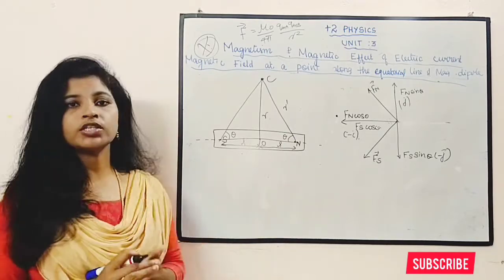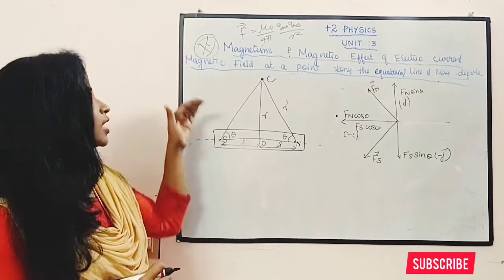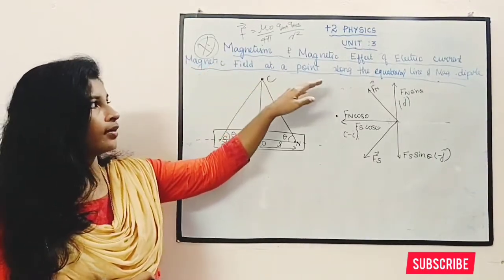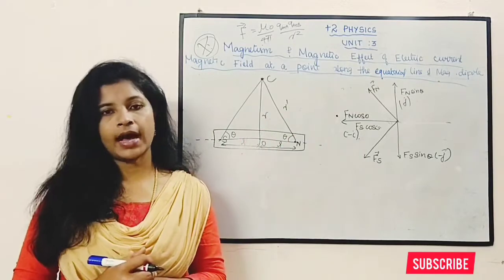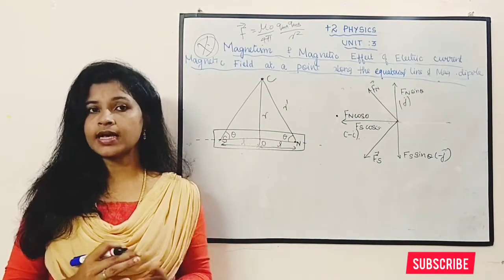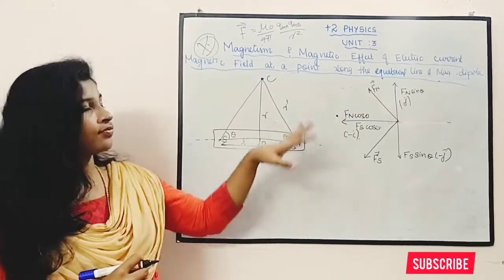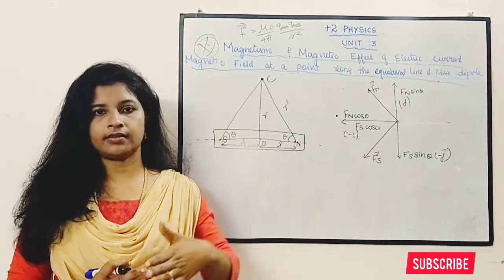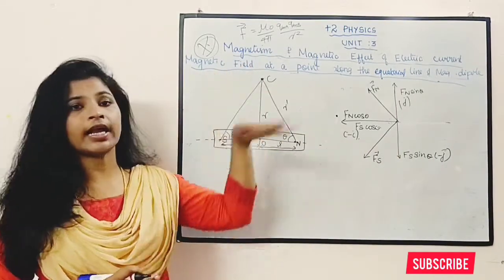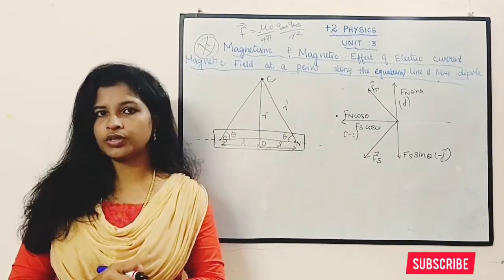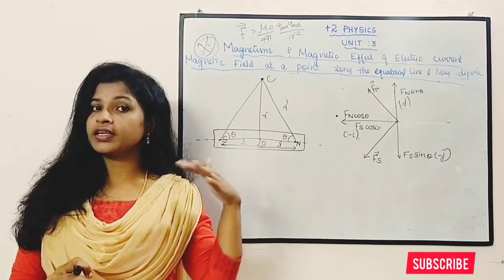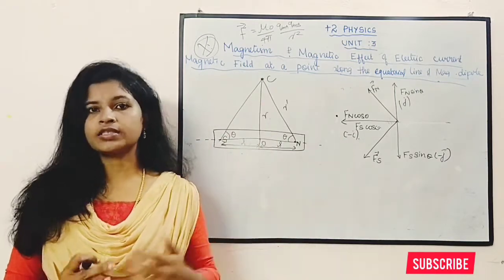Today we are going to discuss the next topic, that is magnetic field at a point along the equatorial line of a magnetic dipole. In the last class we discussed the magnetic field at a point in the axial line. Here, for the equatorial line, we are going to calculate the magnetic field, as we calculated the electric field in electrostatics.